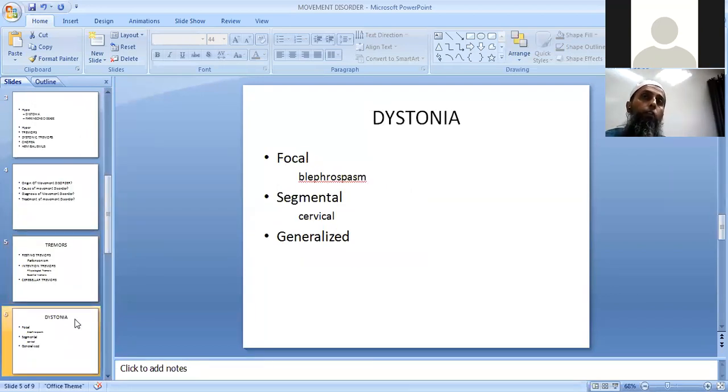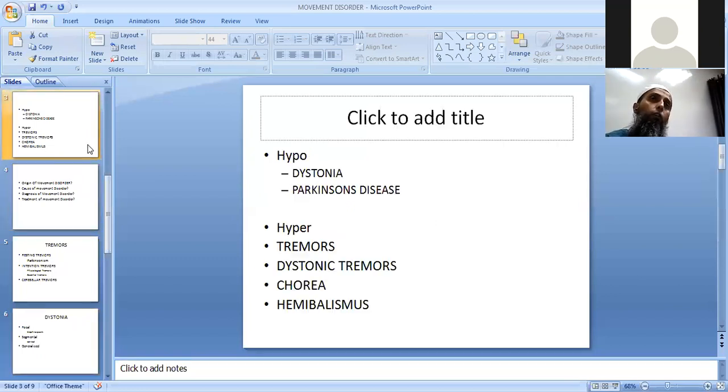Then comes dystonia. So what does the term dystonia mean? The term dystonia means tightness, right? Stiffness, right? So you have stiffness of the muscles. Your muscle is stiff. Before we go to dystonia, because we have more hyperactive motor disorders like tremors, we talk first about chorea so that you can understand.